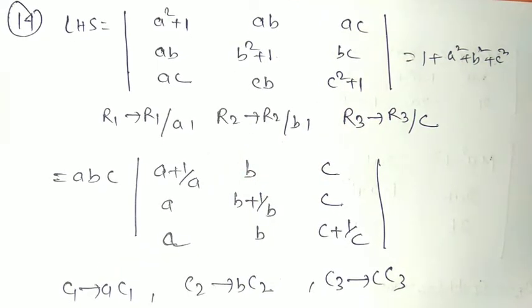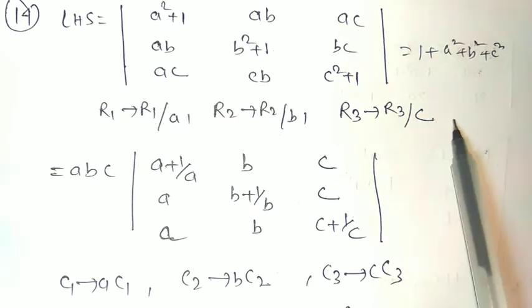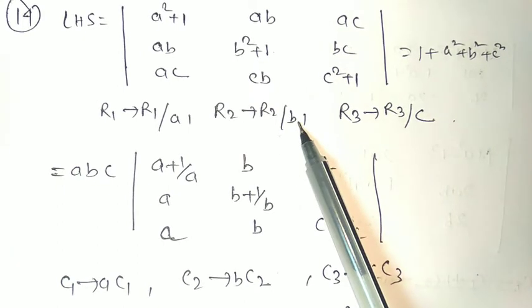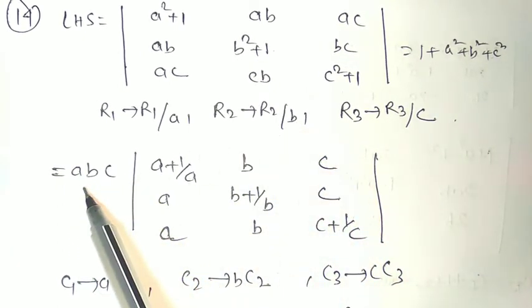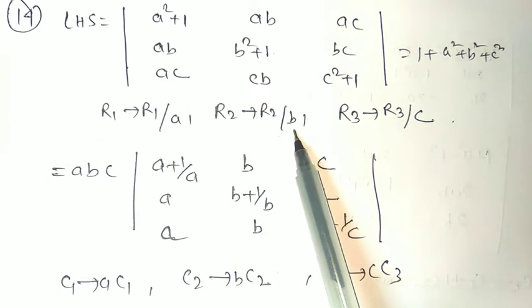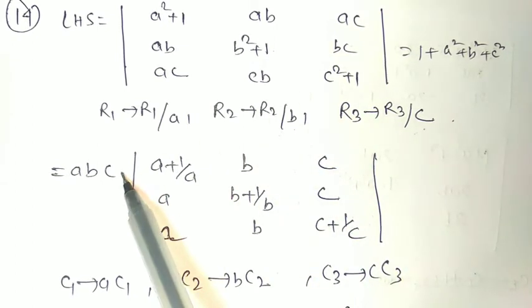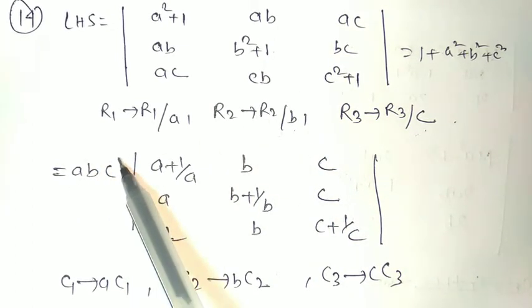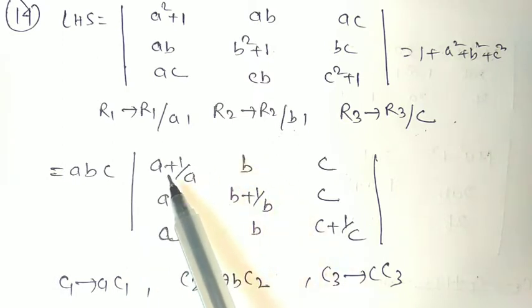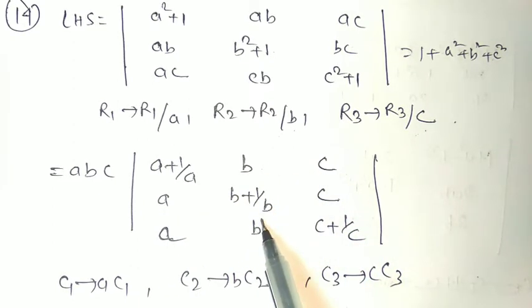Now what we have to do is divide the first row by a, the second row by b, and the third row by c. On dividing the first row by a, we have to multiply the determinant by a. On dividing the second row by b, we multiply the determinant by b. On dividing the third row by c, we multiply the determinant by c. So we have a, b, c outside the determinant. Now what we get is a plus 1 upon a, b, c in the first row; a, b plus 1 upon b, c in the second row; a, b, c plus 1 upon c in the third row.